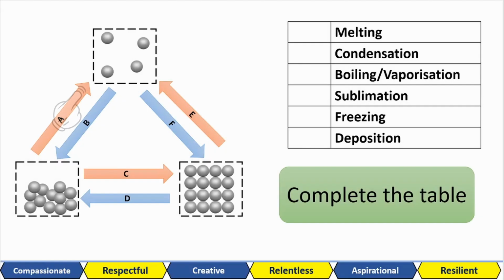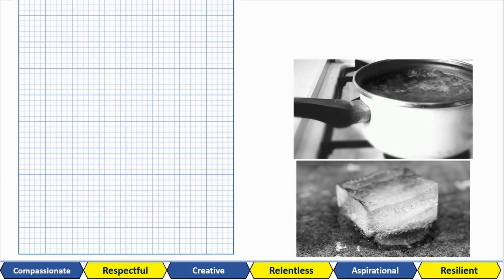A is a liquid going into a gas, so that's boiling. B is a gas going into a liquid, so that's condensation. C is freezing. D is a solid going back into a liquid, so that's melting. E is a solid going into a gas, we call that sublimation, which means that a gas turning into a solid is deposition. On Earth, water can exist as a solid, liquid and gas on the surface.